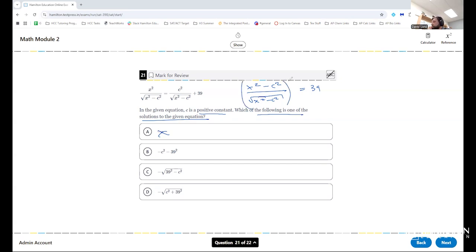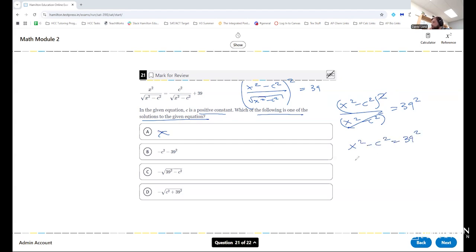Let's square both sides. So then x squared minus c squared over x squared minus c squared is equal to 39 squared. Oh, well, then I see that one of these cancels with this, and we're left with x squared minus c squared is equal to 39 squared.